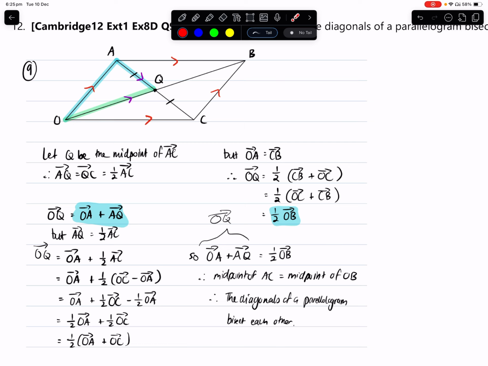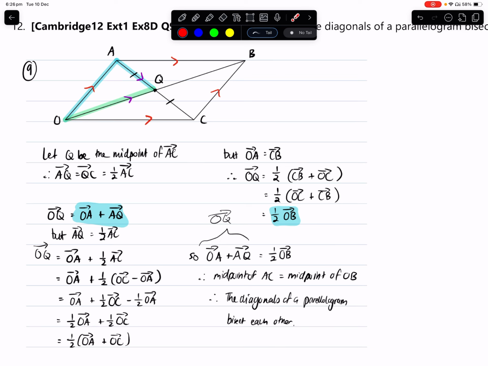But the thing is, OA is equal to CB. So this OA here can be changed to CB. That's because in a parallelogram, OA and CB are opposite sides of a parallelogram, so they're equal and in the same direction. So they just switched this into this.